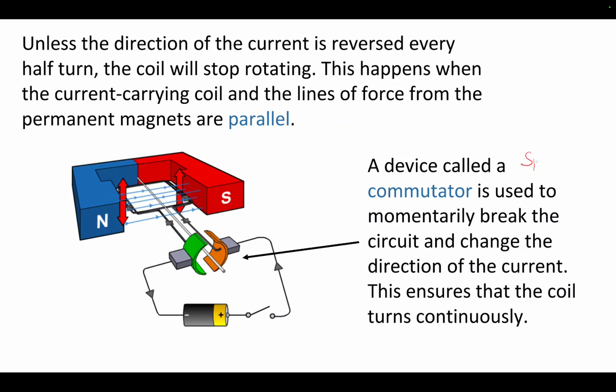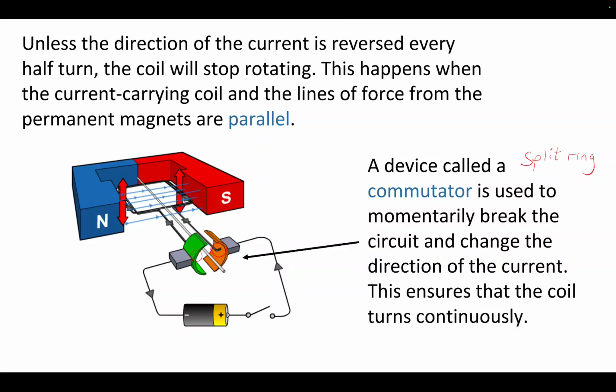I'm actually going to write split ring in there. Split ring. What it does, it's got brushes attached to it so it can disconnect and reconnect. So a device called a split ring commutator is used to momentarily break the circuit, change the direction of the current, and it ensures that your coil turns continuously. Another issue is if you didn't have a split ring commutator and you just had wires, if it was spinning around, wires would get tangled up straight away and it'd be absolutely useless. So the brushes would be located there, either side, and they'd connect and disconnect. I'll go into that in a little bit more detail in the next video as well.